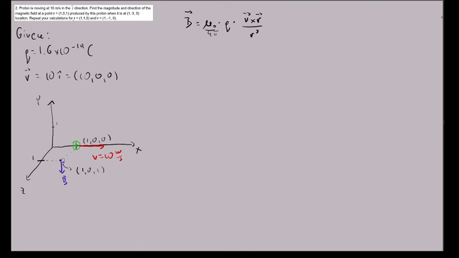I need to still determine this r vector. The r vector always points from where the charge is to my point of interest. So this is r, and the point of interest is here. I want to figure out the magnetic field at this location. So I need that r.